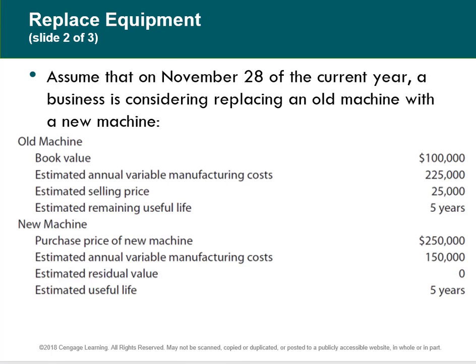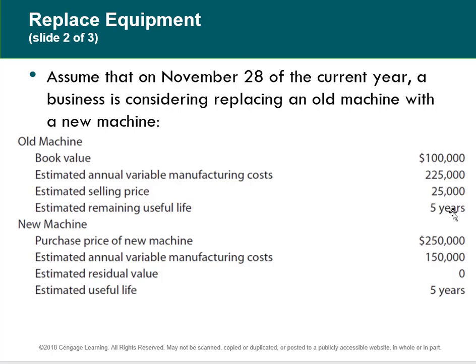So here, now we're on November 28th of the current year. A business is considering replacing an old machine with a new machine. It has a book value of $100,000, which just doesn't matter. But the estimated annual variable manufacturing cost is $225,000 a year. We could sell it for $25,000 now, and it's got an estimated remaining useful life of 5 years. All of this is relevant. Okay, all of this matters.